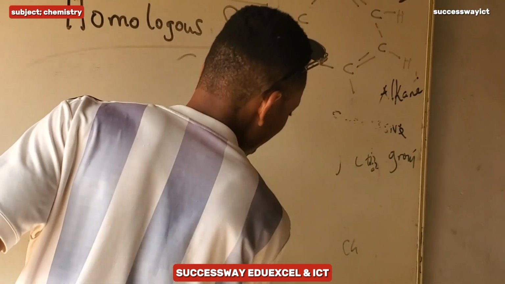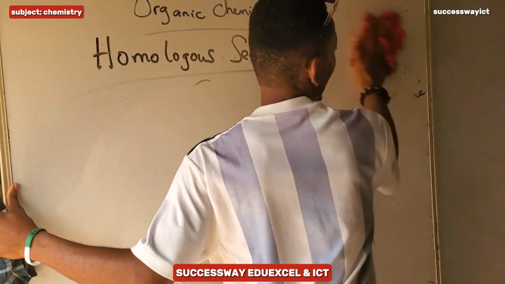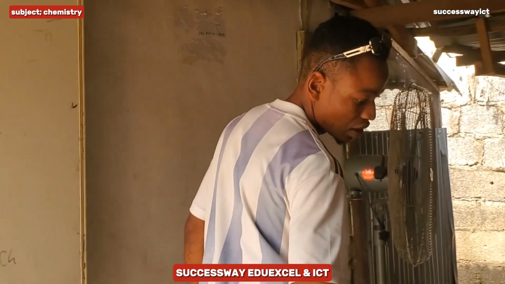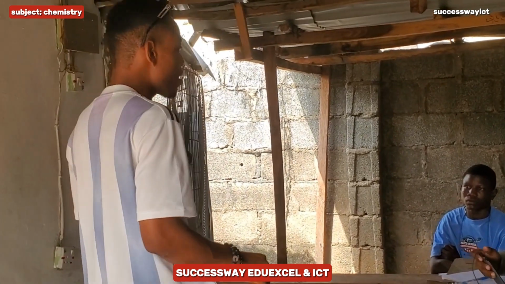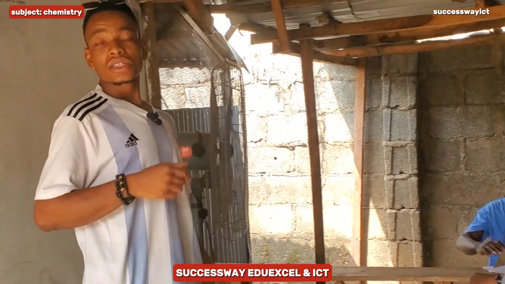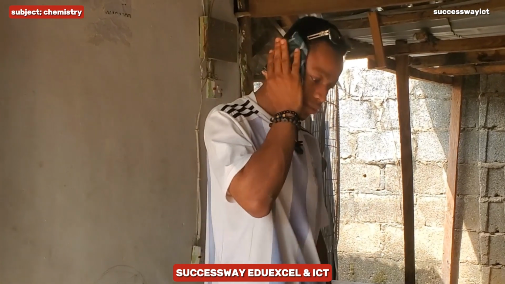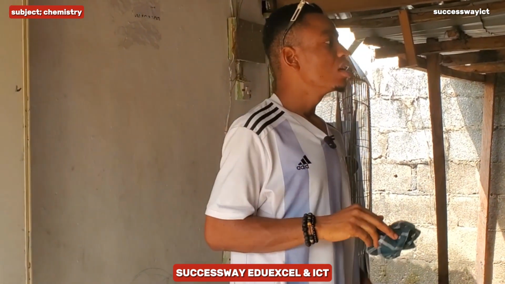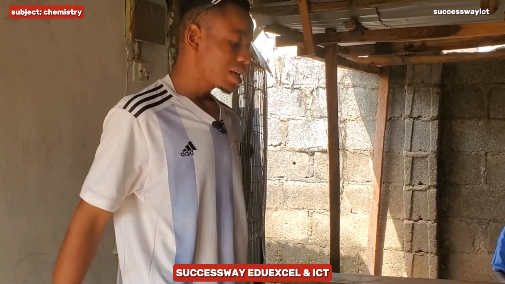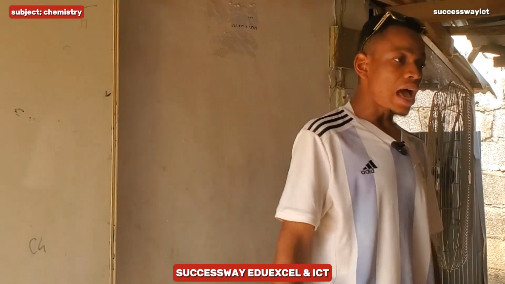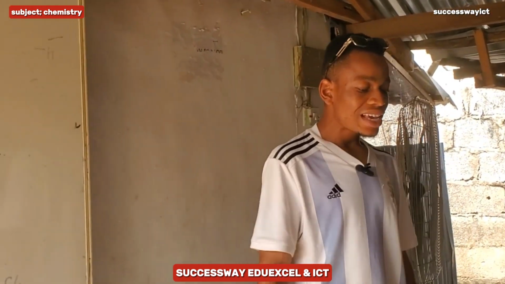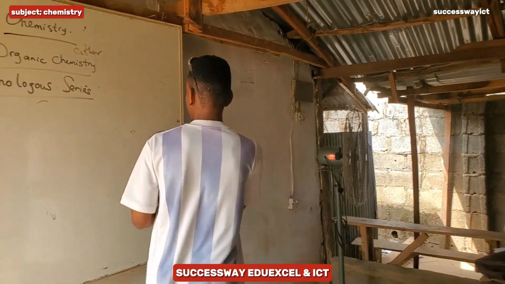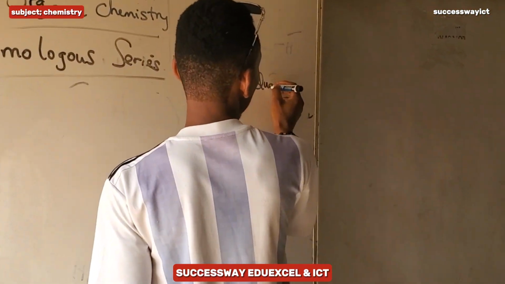So where are we? How many have I given you? 4. Let's add 2 more. Chemical properties of the members. Let's write next one. Chemical properties of the members are similar. Chemical properties of the members are what? Similar. But with a gradual variation. But with a what? Gradual variation.